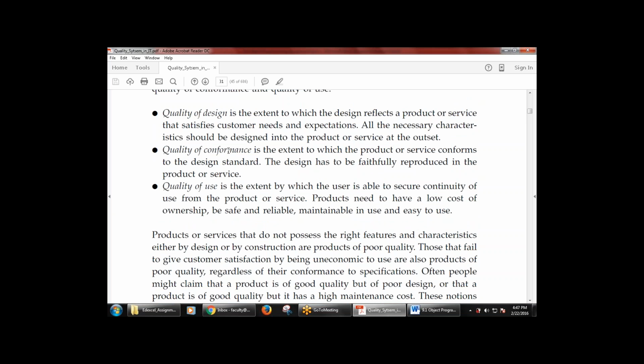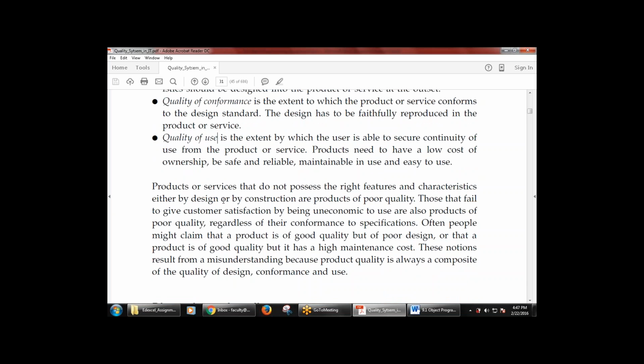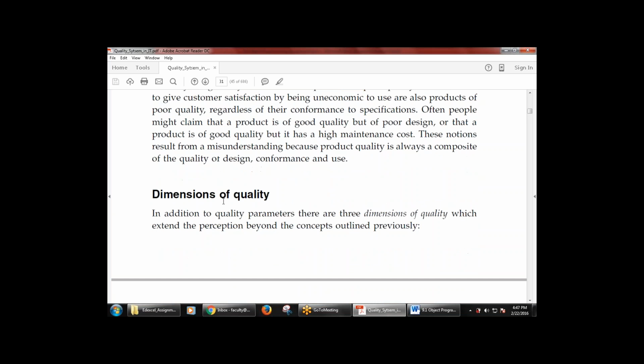Conformance, that is, the rules and regulations are available. Then quality of the use, that means there should be a secure continuity of the use of the product and the services. Next is the dimensions of quality. Now, what are the various dimensions of quality? In addition to the quality parameters, there are three dimensions of quality which extend the perception beyond the concepts outlined previously. There are three dimensions of quality that are explained over here.